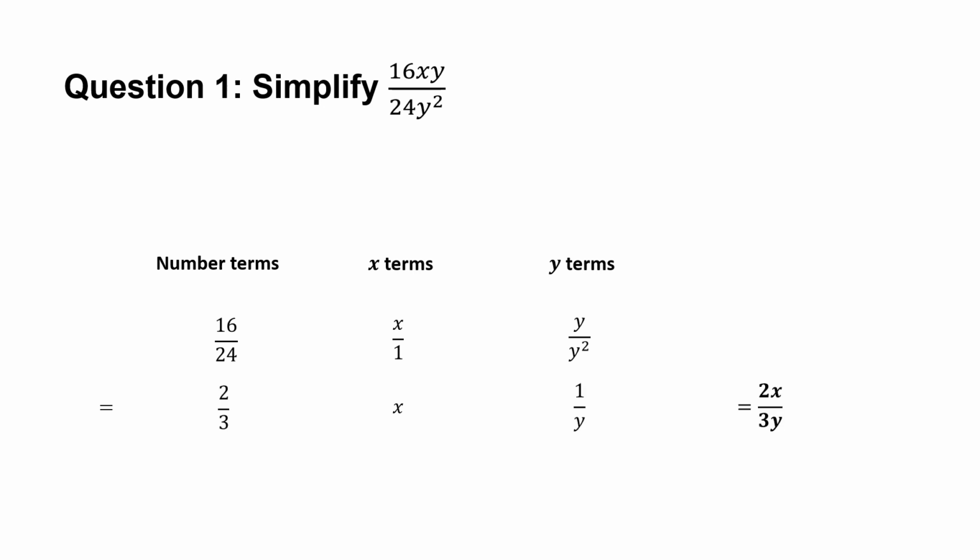Let's simplify this, and we get, for the number term, 2/3. For the x term, this is just x, and for the y term, this is 1 over y. We can multiply this bottom row together, so the numerator is 2 times x times 1, which is 2x, and the denominator is 3 times y, so we have 2x over 3y.